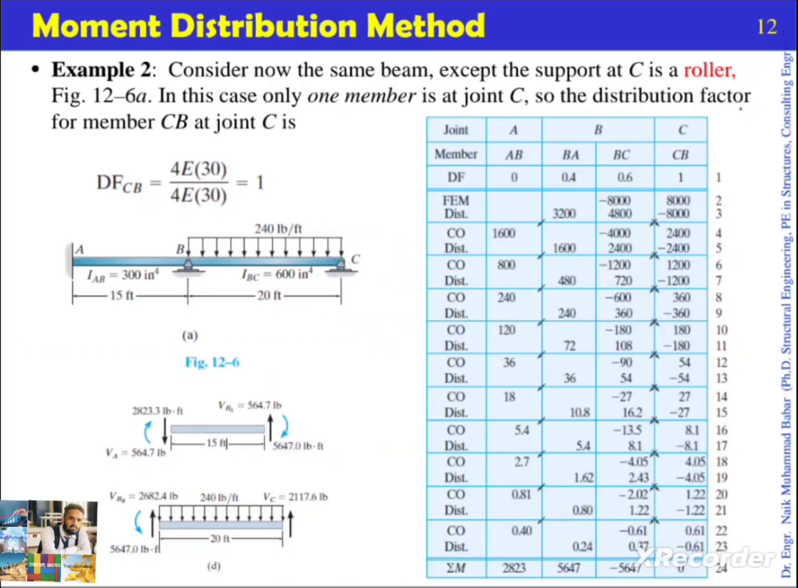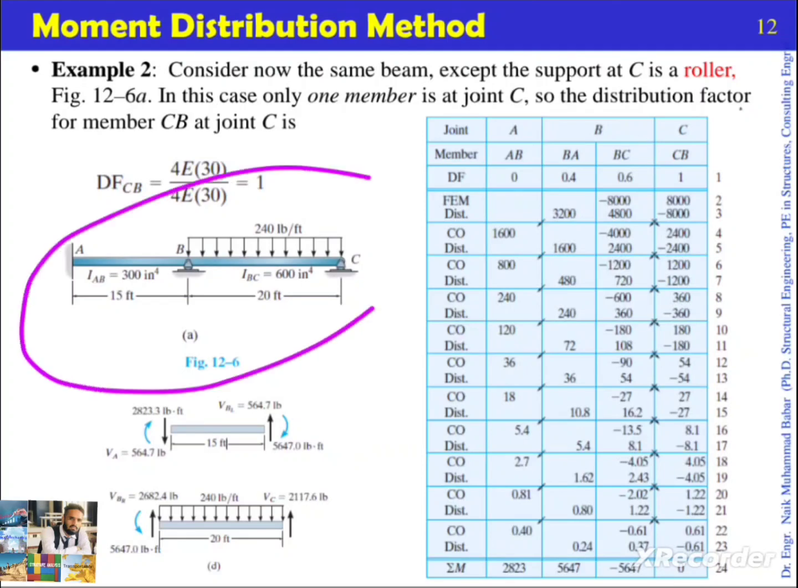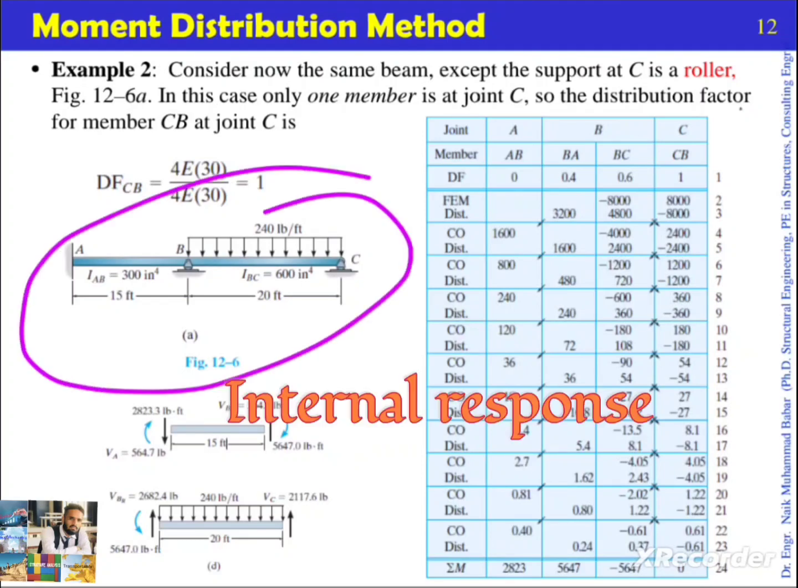The details of the question: 240 pounds per foot is the load intensity for the BC span, and the length of the BC span is 20 feet. For the AB span it is 15 feet. The moment of inertia of AB is 300 inch to the power 4, and the moment of inertia of the BC span is 600 inch to the power 4. So in this lecture the aim is to find the internal response of the beam.